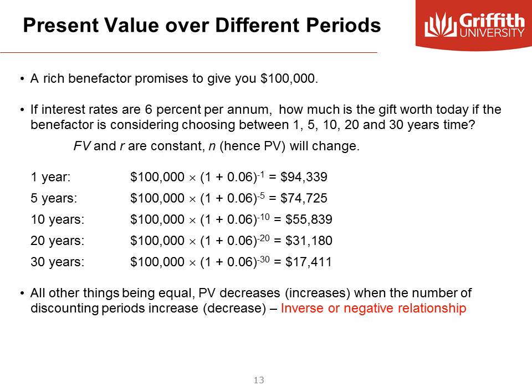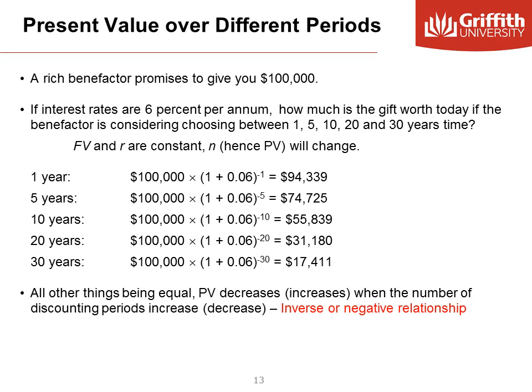Now imagine that you have a rich benefactor that promises to give you $100,000. If the interest rate is 6% and the benefactor is thinking to give you the money in 1 year's time, or 5 years' time, or 10 years, or so on, what would be the present value of that $100,000 to be received in the future? So everything stays the same, only the variable n, the time, will change.